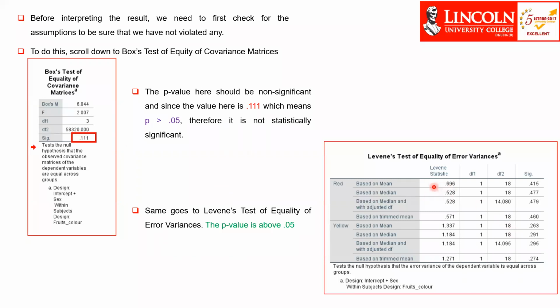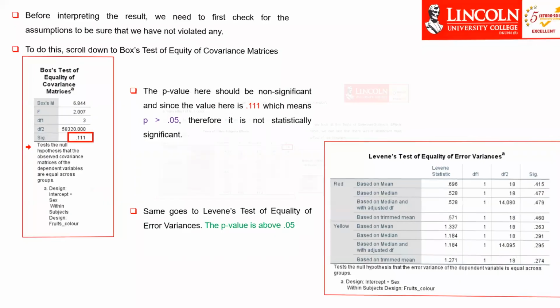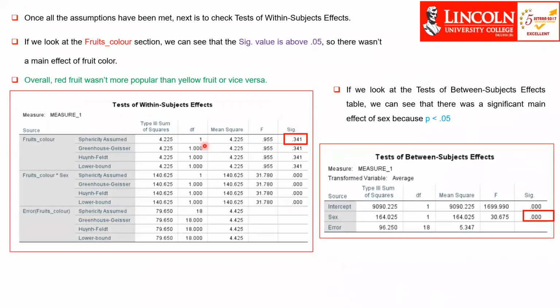Then if you go to Levene's Test of Equality of Variance, you will see that the P value for both variables is also greater than 0.05. All the values you have in here are greater than 0.05. So these two tests are telling us the same thing. Once the assumptions have been met, next is to check the test of within-subject effects.